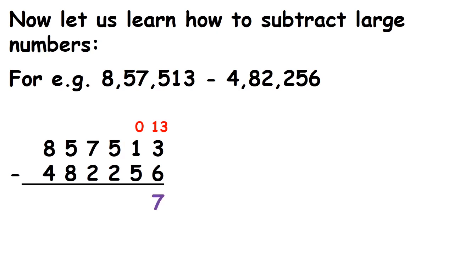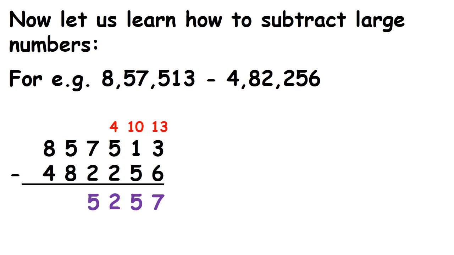Now 0 minus 5. Since we cannot minus any number from 0, we have to borrow from the next digit, that is 5. So 5 will become 4 and 0 will become 10. So 10 minus 5 will be 5. 4 minus 2. It is possible, so we don't have to borrow here. 4 minus 2 is 2. 7 minus 2 will be 5.